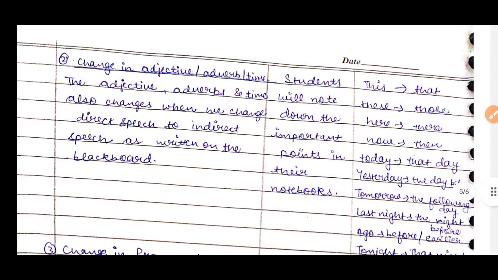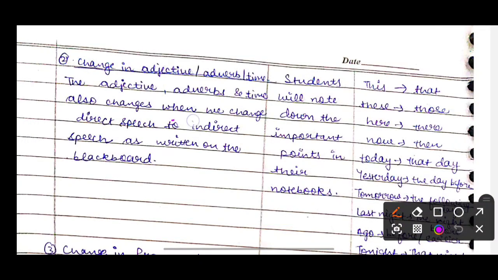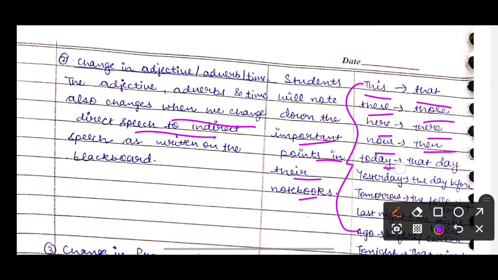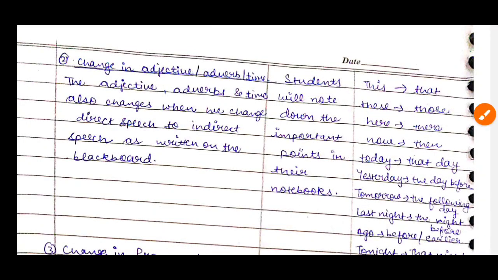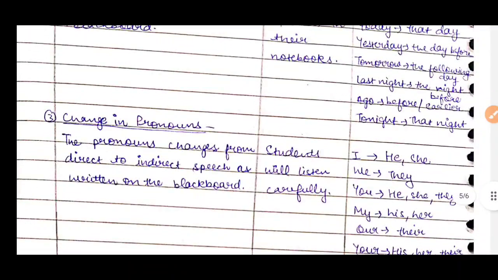After that, next is change in adjective, adverb or time. The adjective, adverb and time also change when we change direct speech to indirect speech, as written on the blackboard. Now we will explain them. The students will note down the important points in their notebook. This is a students' activity, and we'll write these things on the blackboard. This changes to that in indirect speech, these to those, here to there, now to then, today to that day, yesterday to the day before, tomorrow to the following day, last night to the night before, ago to before or earlier, tonight to that night.